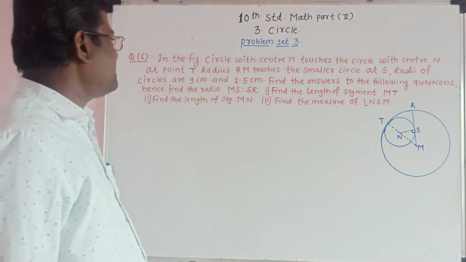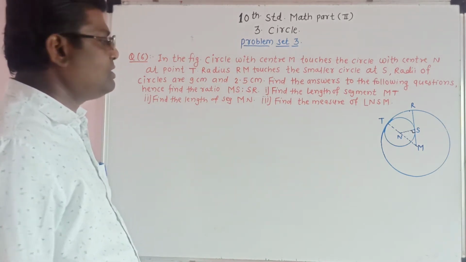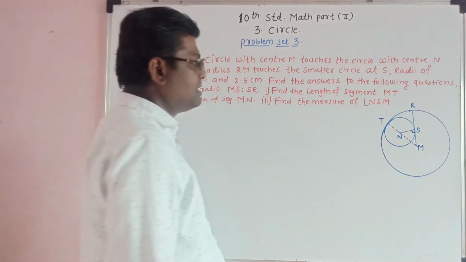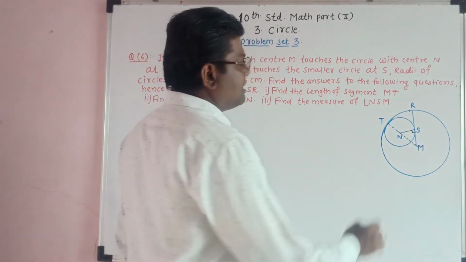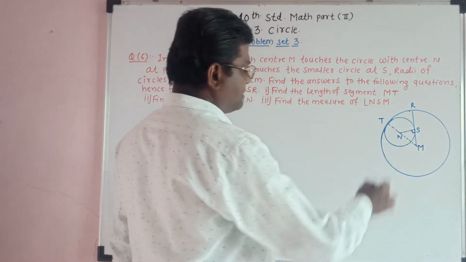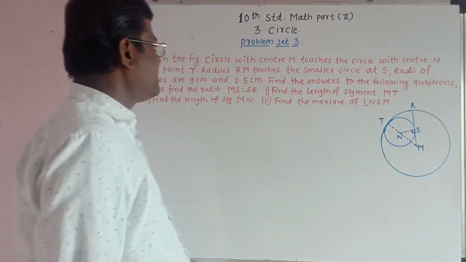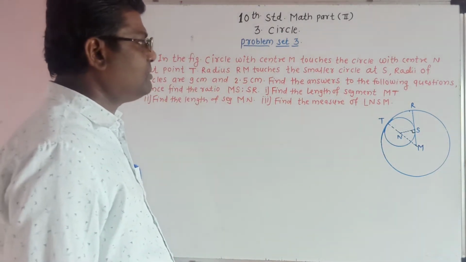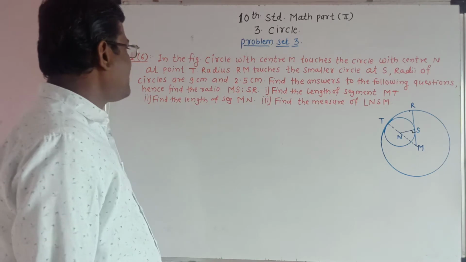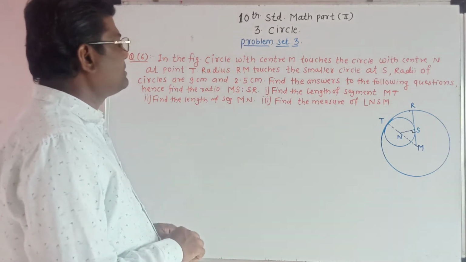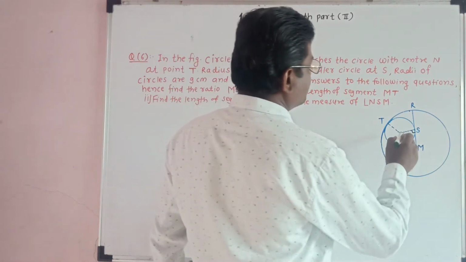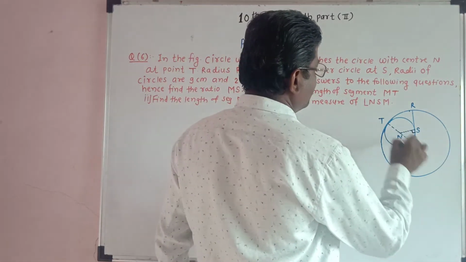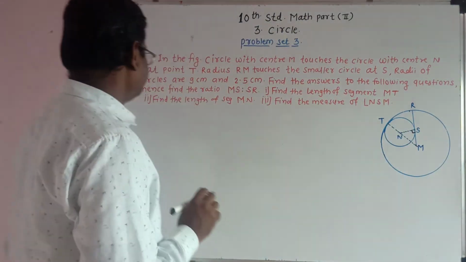Radii of circles are 9 cm and 2.5 cm. So radius of big circle is 9 cm and that of smaller circle is 2.5 cm. Find the answers to the following questions. Hence find the ratio MS is to SR. Here is the one construction: join NS, NT and NM.